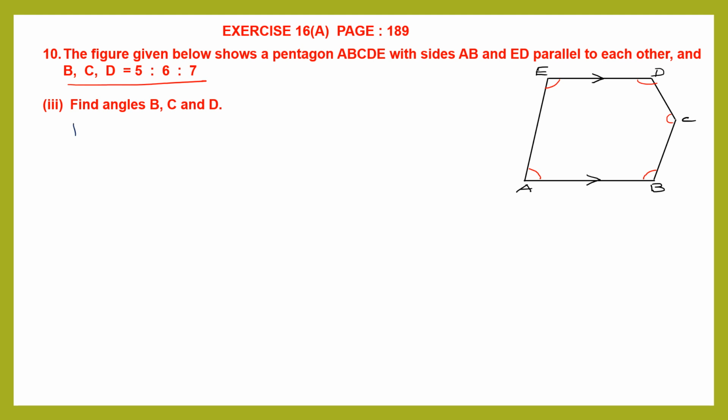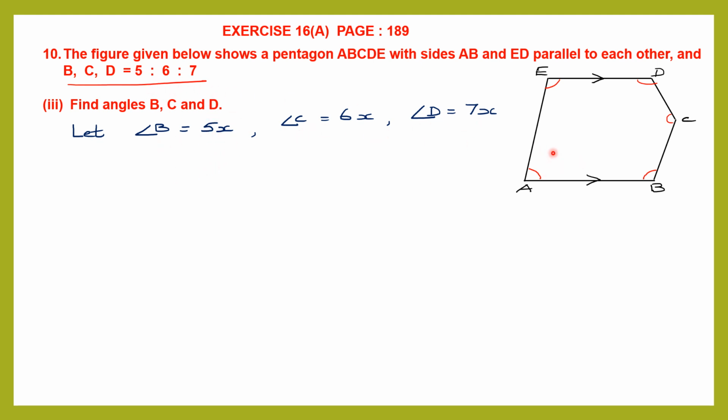So let's say let angle B be equal to 5x. Now this is based on the ratio 5:6:7. Let angle C be equal to 6x and let angle D be equal to 7x. So how did we get angle B is 5x? Based on this ratio, B is 5x, C is 6x and D is 7x.